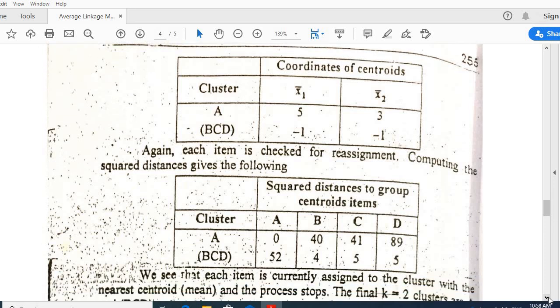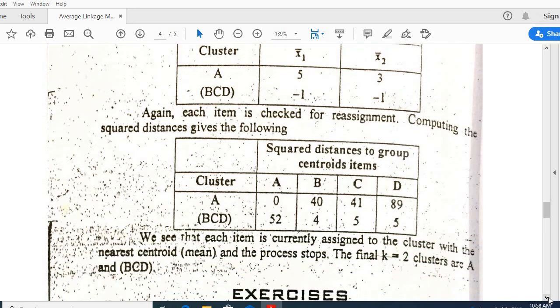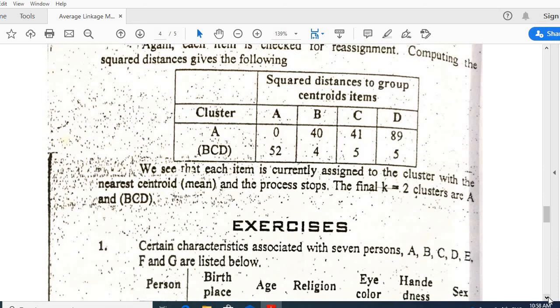So it is the best grouping or clustering of the items. So we have divided the items A, B, C, D into 2 clusters. That is, the first cluster is A and the second cluster is B, C, D.